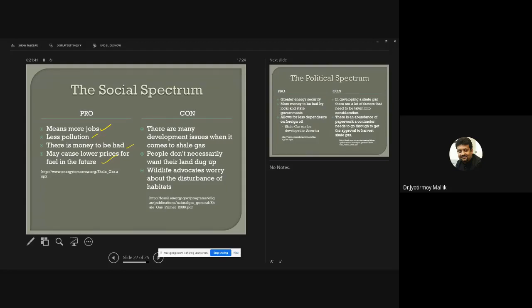What are the cons? There are many development issues when it comes to shale gas. We said that they're very unique because we are still learning. People don't necessarily want their land to be dug up, because it takes a lot of land use and land cover. Say for example, tomorrow I find out that this whole Bhopal has a very beautiful shale gas reserve. It will be very difficult to convince the residents of Bhopal to move to someplace else so that I can drill wells here. And that's not one or two wells, 1,000 wells in Bhopal. That will be a very difficult thing to sell to people, right? So because of the land use, there are also cons in terms of the wildlife problem.